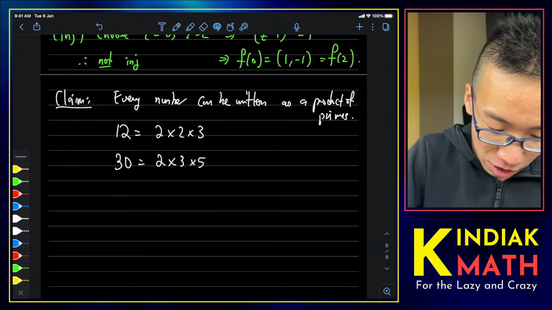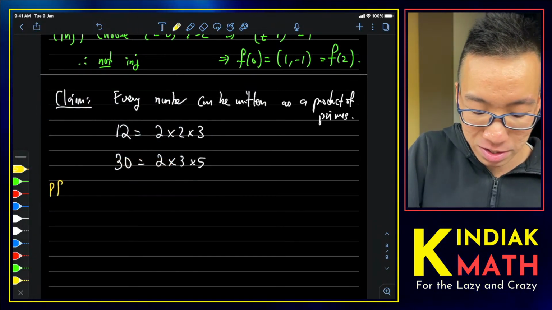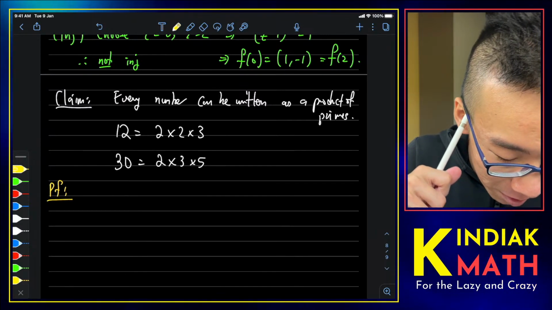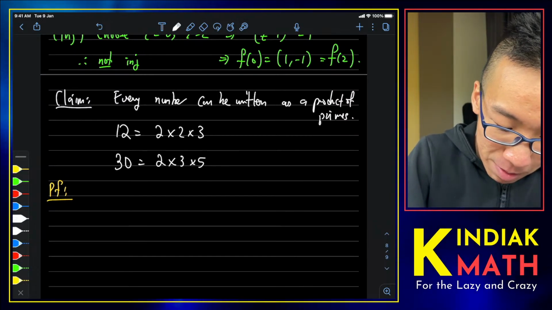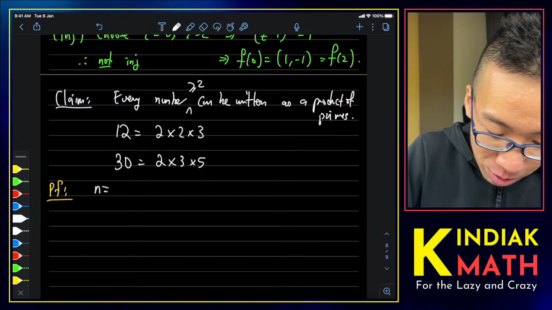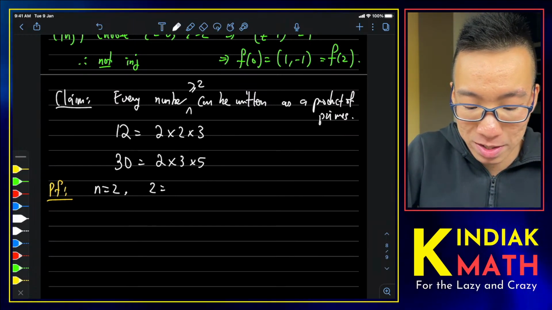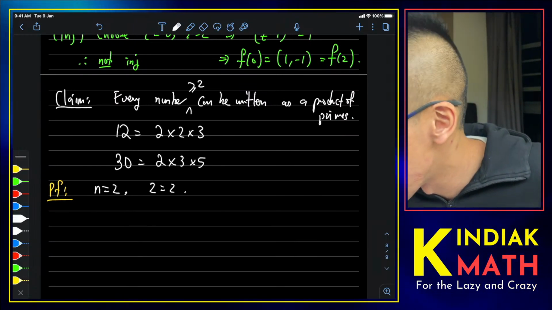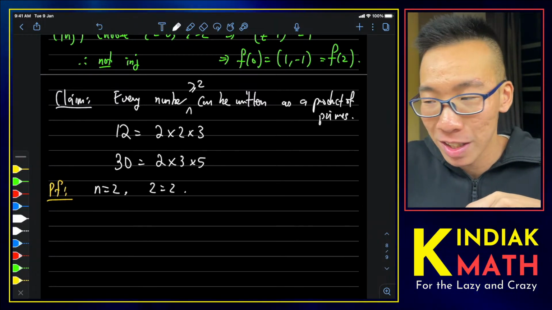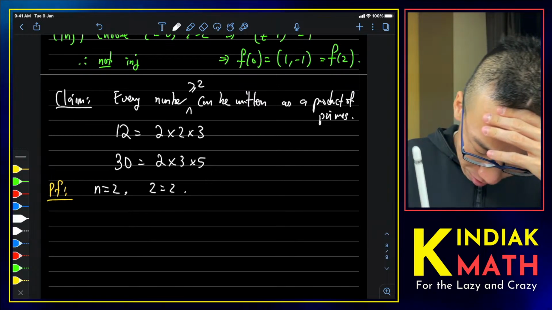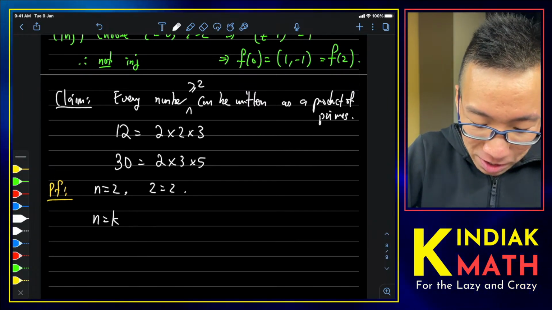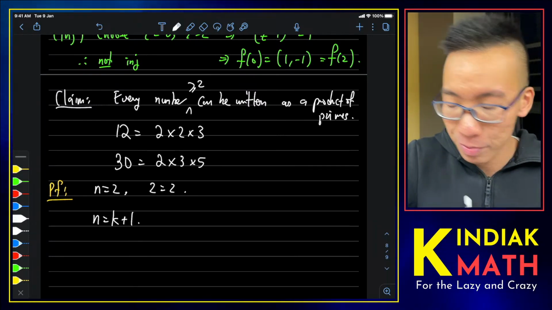In fact, you're going to notice very quickly that strong induction is going to be a bit painful. Here we're going to say every number n bigger than or equal to 2. We're going to use the base case as 2. For n equals 2, 2 is basically itself. For any prime number, you can write it as itself. That's fine. What about for any larger number, n equals k plus 1?